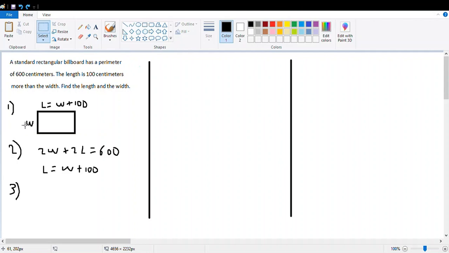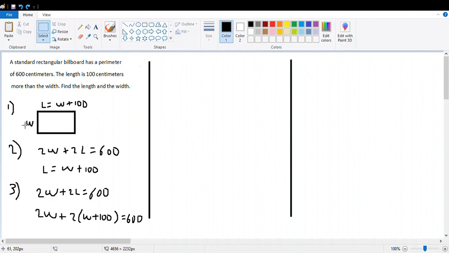Okay, then to solve by substitution, first we have to isolate one variable in one equation, but we have already isolated L. Okay, then I'm going to use L to replace. When we have isolated one variable in one equation, we have to replace it in the other equation. Okay, then the other equation is 2W plus 2L equals 600.